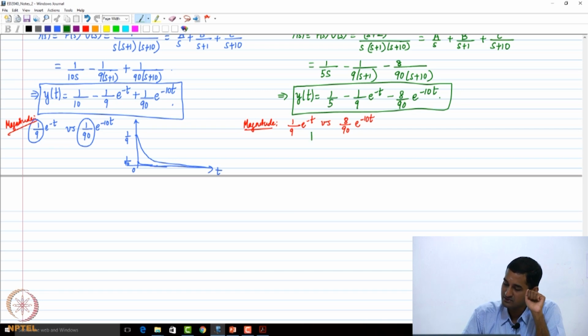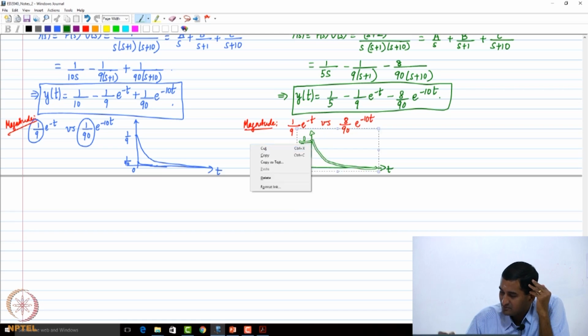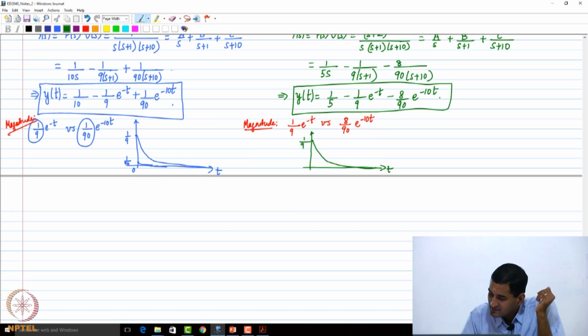So if you compare those two terms, what can you observe? What can you conclude? See, 1 by 9, let's say we start from here and then we come like this, and then let's say we go to 0. So let's say this is 1 by 9. Where will 8 by 90 start? See, essentially if you look at 1 by 9, I can write it as 10 by 90. So 8 by 90 is going to be slightly below 1 by 9.